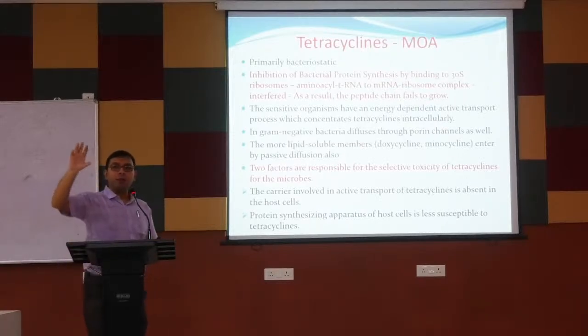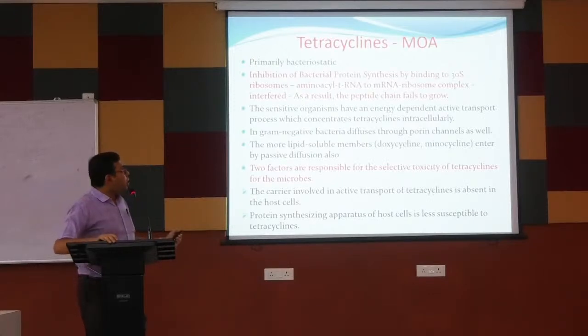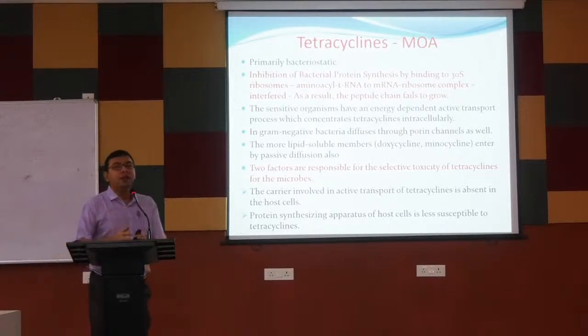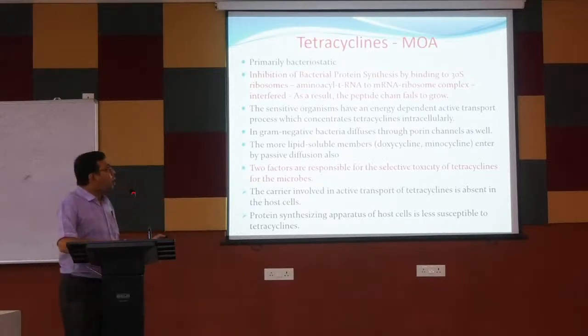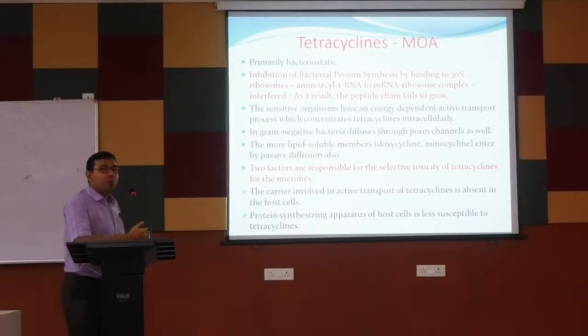So there are 2 components of the ribosomes. Of this, tetracycline binds to the 30S ribosome, the aminoacyl tRNA to mRNA ribosome complex is interfered with or blocked, and ultimately the peptide chain fails to grow. Entry into susceptible organisms is basically an active transport process. By means of active transport, tetracyclines are captured within the bacteria. In gram-negative bacteria, it diffuses through porin channels also. The more lipid-soluble ones can enter by passive diffusion.